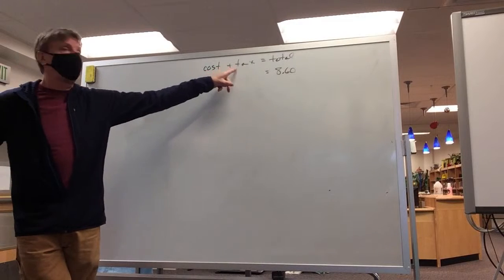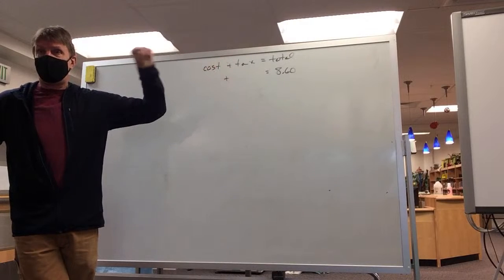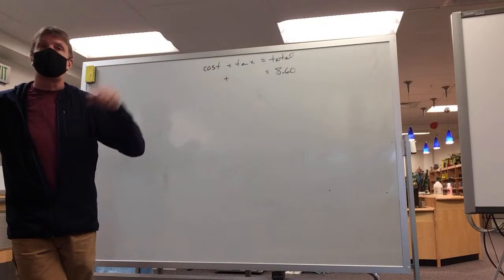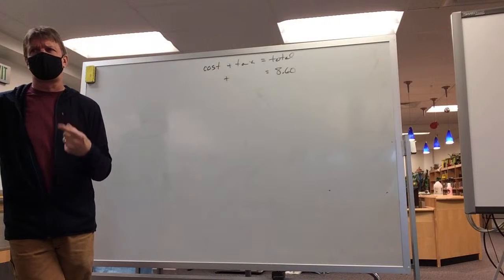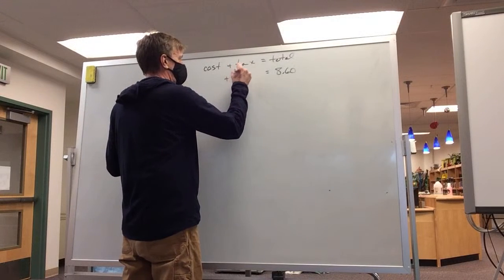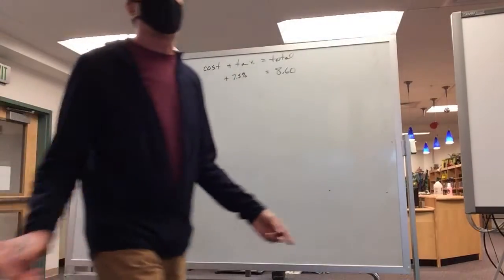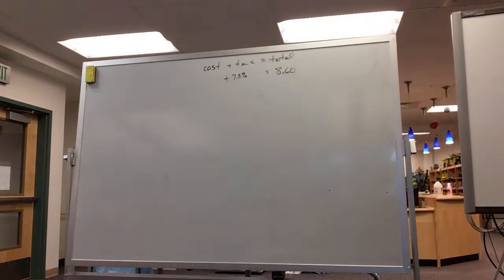Do they tell us how much tax there was? Yes. Do they tell you in dollars and cents? No, they tell you as a percent, don't they? And that percent is 7.5. 7.5%, but 7.5% of what? Of the total. So these are challenging problems.